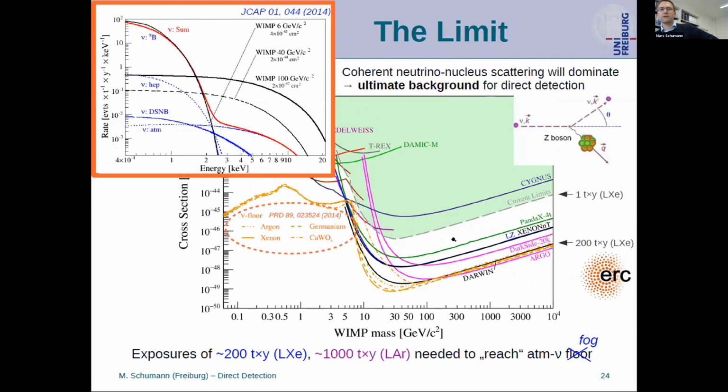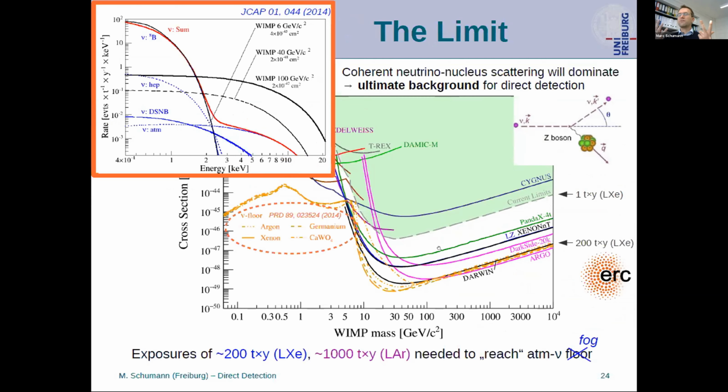This is from the coherent neutrino nuclear scattering. So boron 8 neutrinos here, atmospheric neutrinos here, produce this irreducible background signal. For example, what you see here is the boron 8 neutrino spectrum is identical to a WIMP of 6 GeV. They have exactly the same shape, so you cannot distinguish them anymore. And the goal is to reach down to that floor.